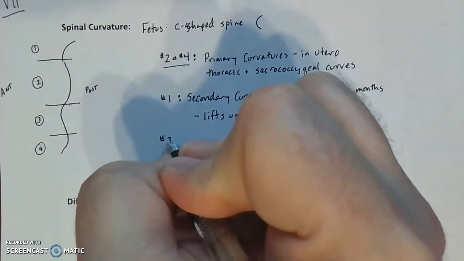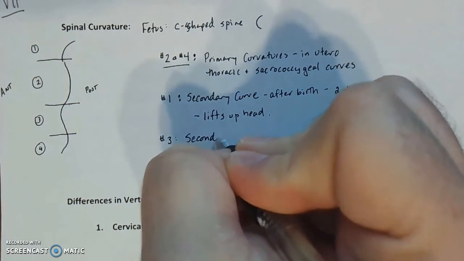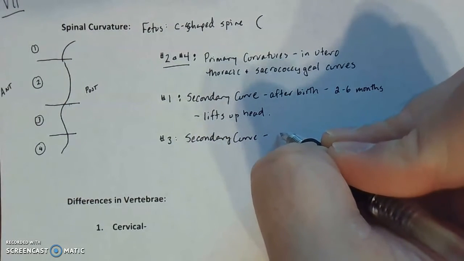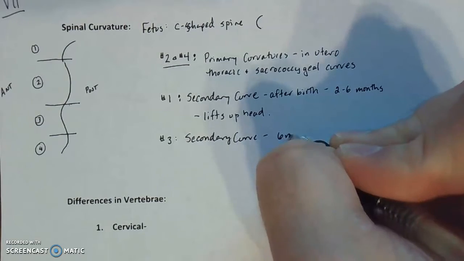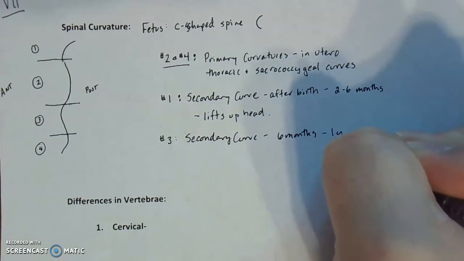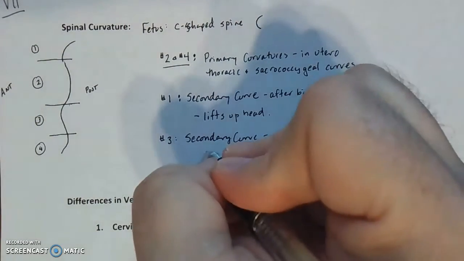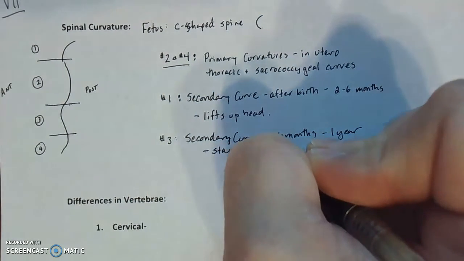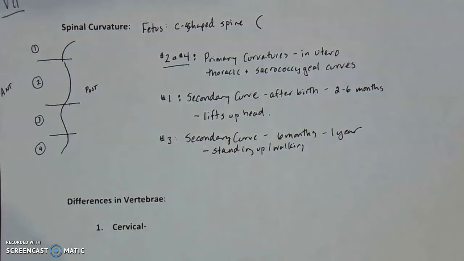Number 3 is also secondary. And it happens anywhere from 6 months to 1 year. And this is formed from standing up and walking. So this one takes time to develop. So as the baby starts standing, the muscles pull on these bones, and with the flexibility of the bones not being fully developed, they're able to assume this curvature.